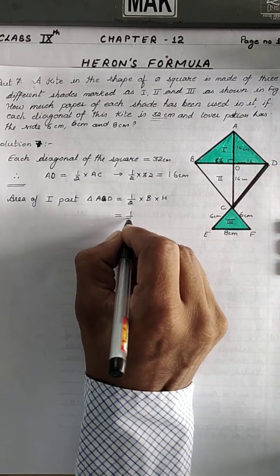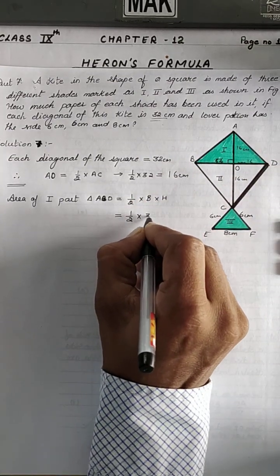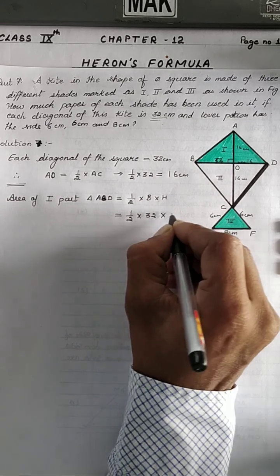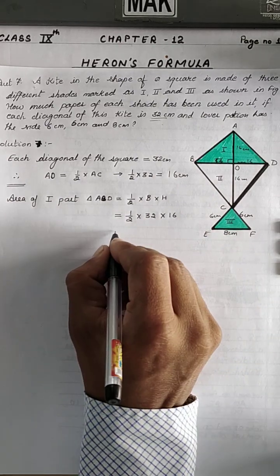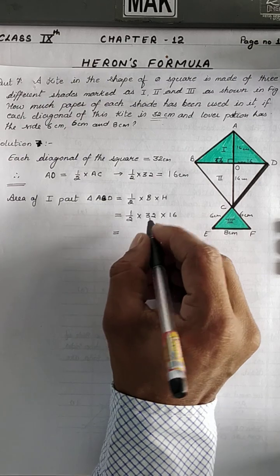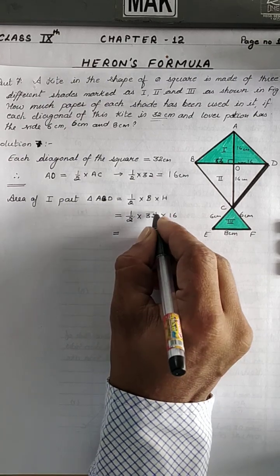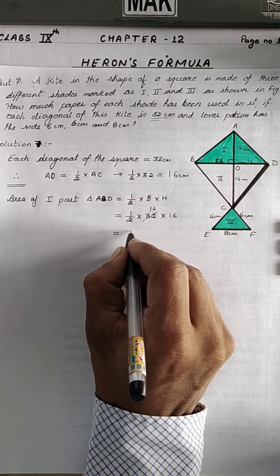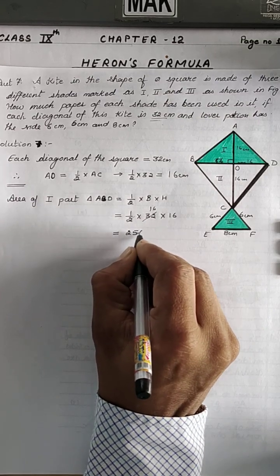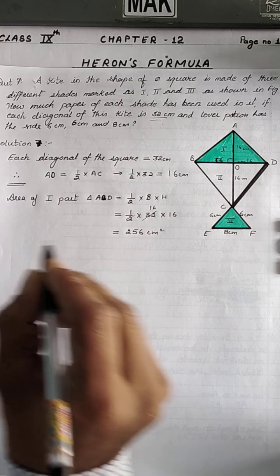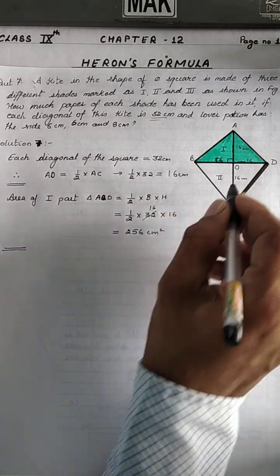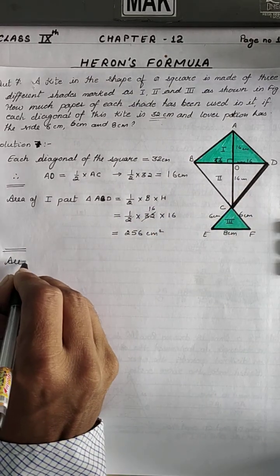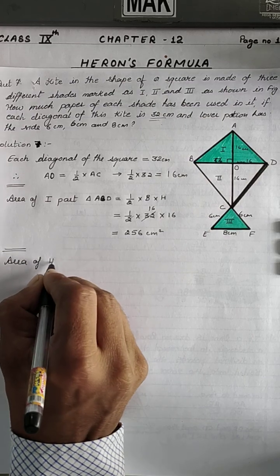So it is half, base is 32 and height is 16. Half times 32 times 16 equals 256, because this 2 will cancel with 32 giving 16, and 16 times 16 is 256 centimeter square.